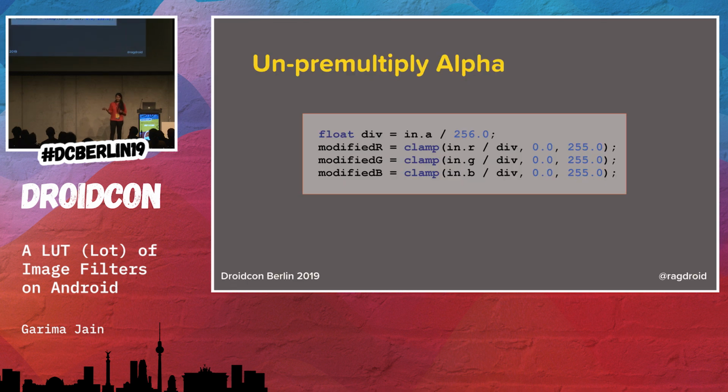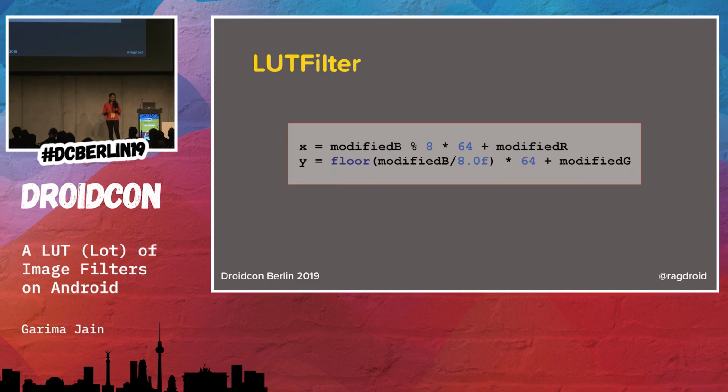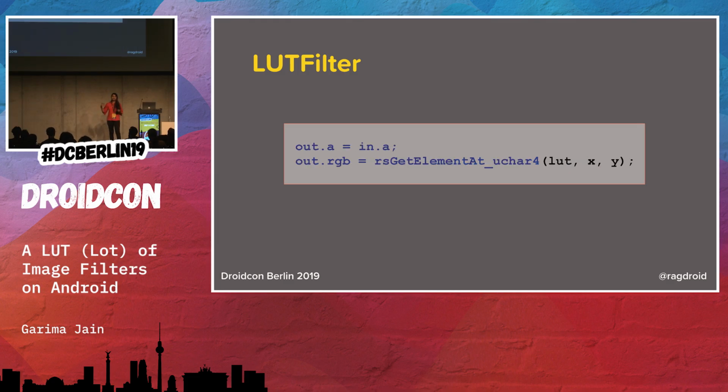So how do we do that? We just get the alpha, because we already know the alpha, and we divide the value we get by it. That is how we can un-pre-multiply our alpha. And with that modified RGB value, now we can calculate the x and y. Then we do the same thing again for alpha: we get the alpha from input and put it in output. And with this new x and y, we can look up the particular pixel.